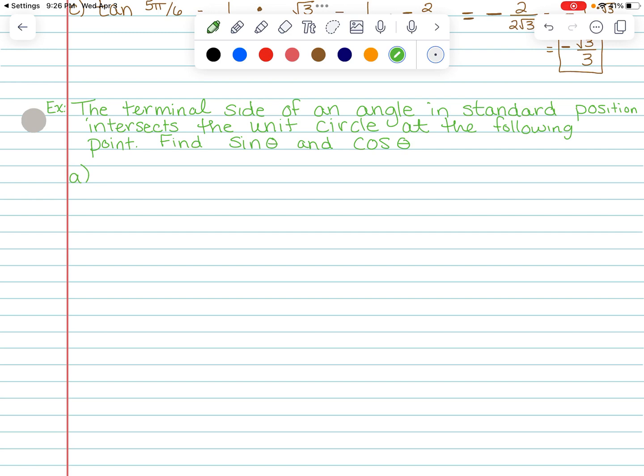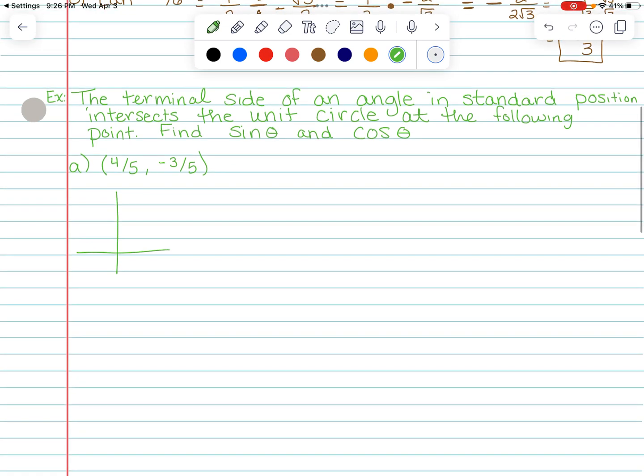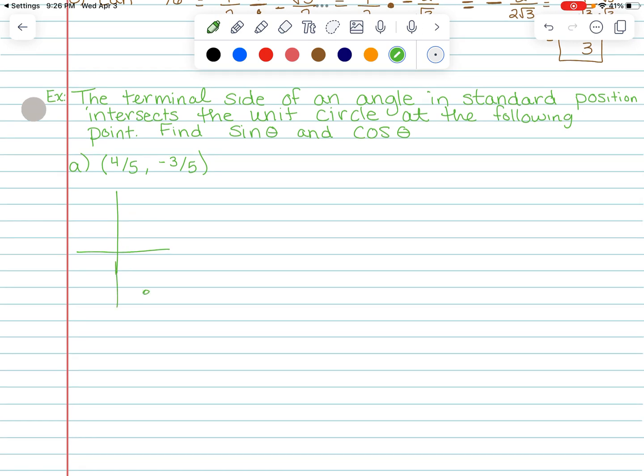Now, there are multiple ways that I can approach a problem like this. Overall, there's the easy way and there's the hard way. Right now, I'm giving you a coordinate point. And if I'm giving you a coordinate point and asking you to find the trig ratios, you can always go and graph your coordinate point. 4/5, -3/5 is down here. Draw my triangle to the nearest x-axis. Label my x, label my y.